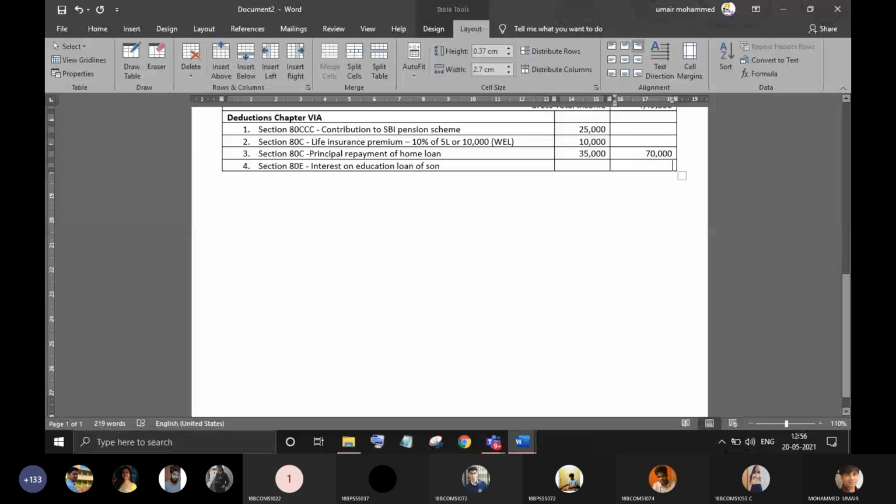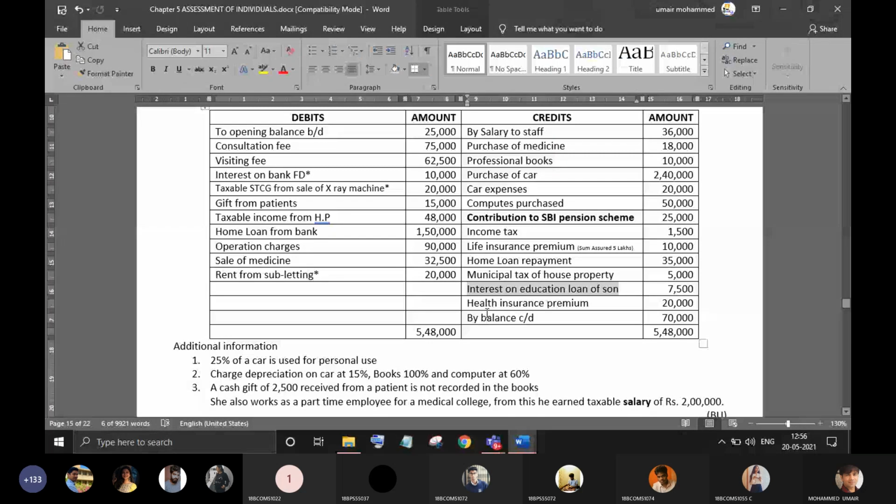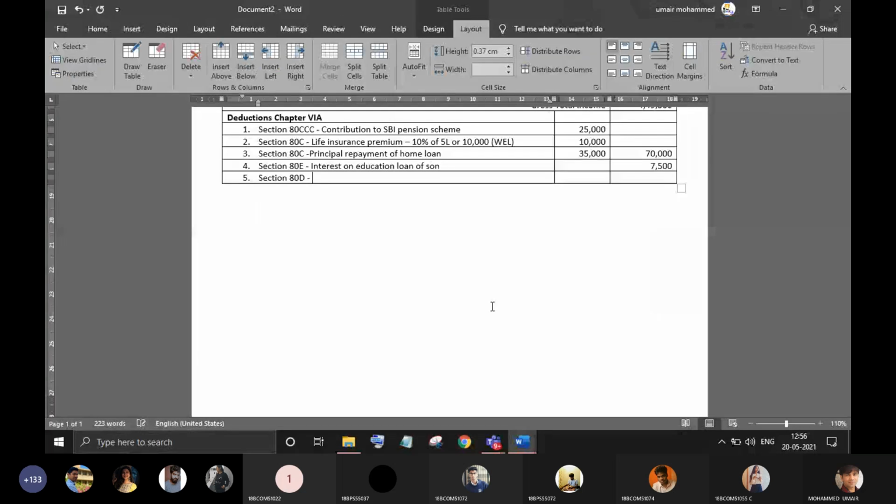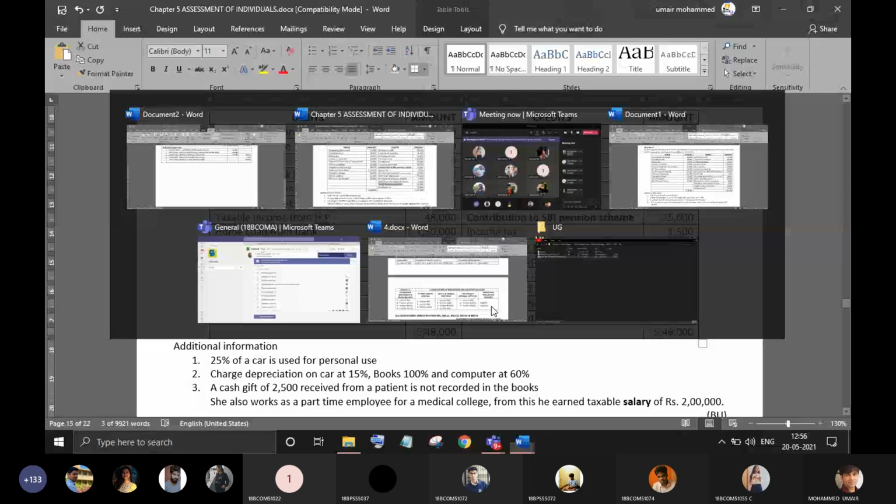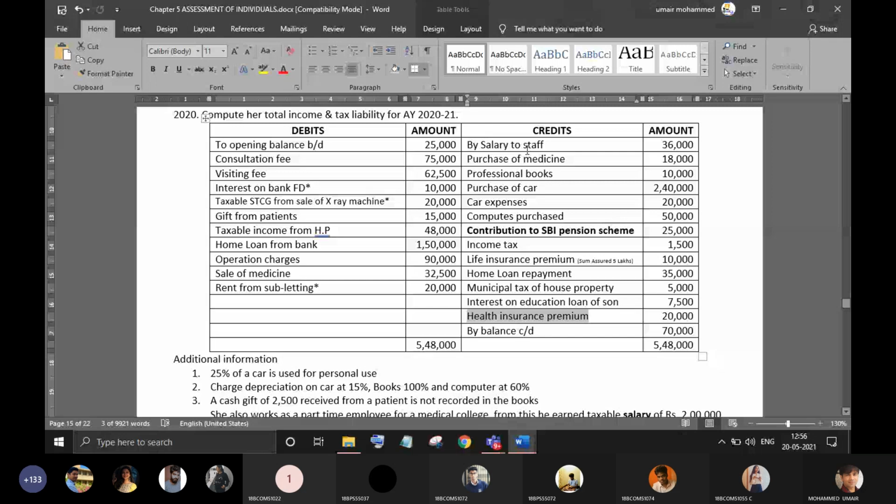Deduction, is it eligible here? Yes. Health insurance premium. So section 80D, less than the threshold limit of 25,000. Any other deduction which we have missed out on? Let's quickly check. So health insurance premium done. That's it.